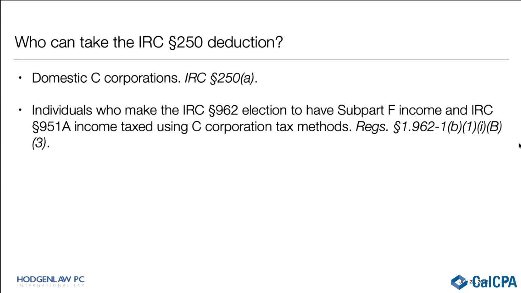Individuals, if individuals make the Section 962 election, they can use the Section 250 deduction. The Section 962 election in broad strokes just says that I'm an individual, and on these specific categories of income, Subpart F income and global intangible low-taxed income, I elect to be treated using Subchapter C. So the income is taxed at 21%. You get all of the deductions allowable under Subchapter C. Foreign tax credit rules that apply to domestic corporations apply in this context, and so on. So these two types of people, what's missing? Just regular individuals who don't make the Section 962 election.